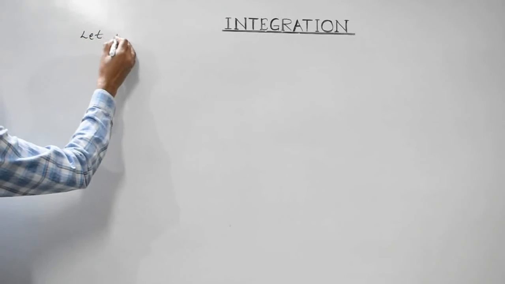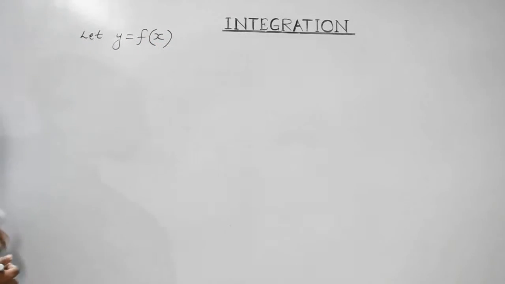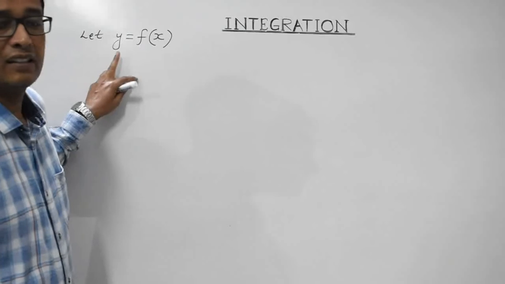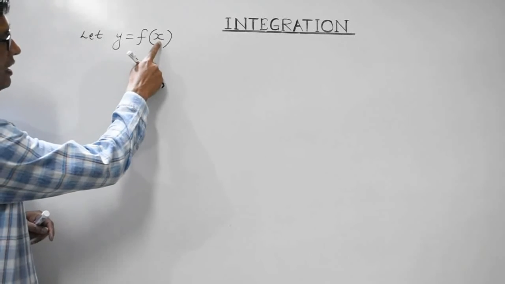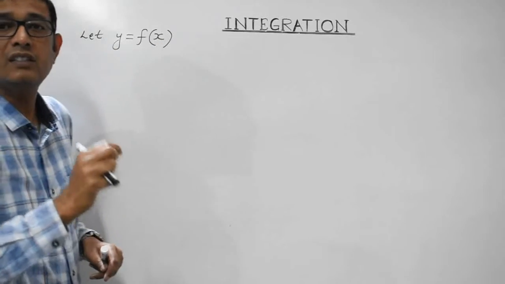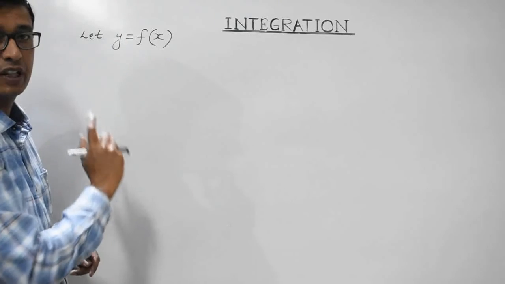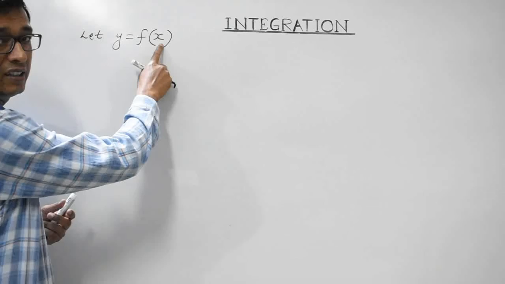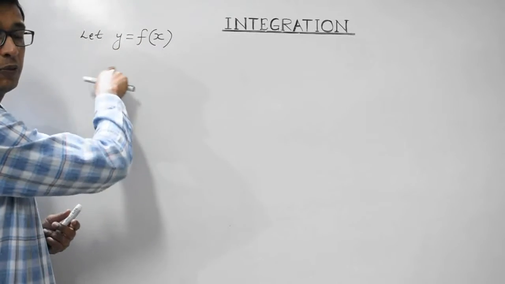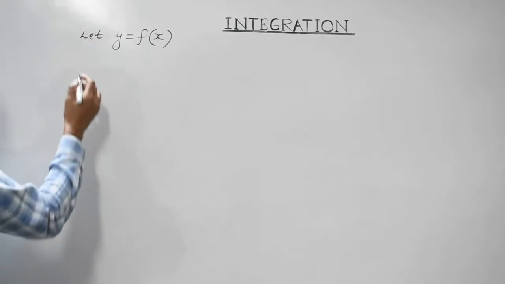For that, let's consider y as a function of x. This we have already considered in differentiation as well. This is read as y as a function of x. That is, for any given value of x, y will have a definite particular value. Y is also variable, x is also variable, but the value of y depends on x. That is, x is known as an independent variable, but the value of y which depends on x is known as a dependent variable.